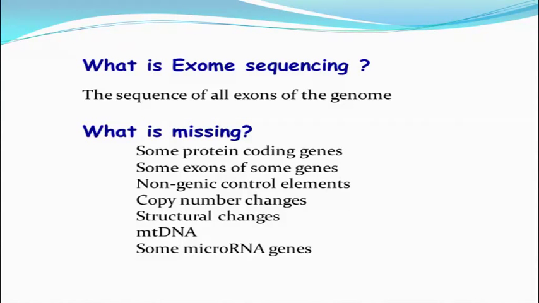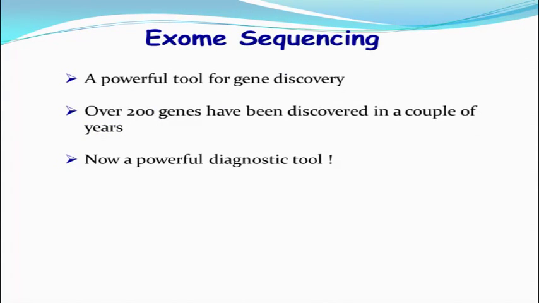You have to keep in mind that with exome sequencing, some regions will be missed by this test. For example, some protein coding genes have pseudogenes that interfere with the assay. Some exons have high GC-rich regions, which can cause the capture probe to drop off. There are also non-genic control elements, copy number changes, structural changes, etc. Exome sequencing is a very powerful tool for gene discovery. In the last couple of years, over 200 genes have been discovered.